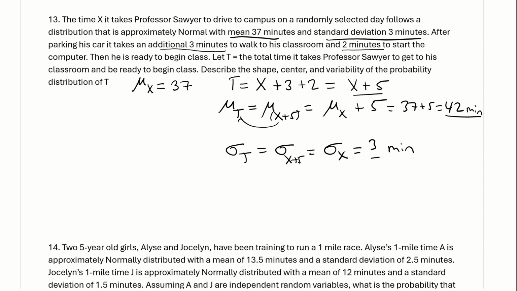Okay, so we got 42 minutes, 3 minutes. It doesn't do anything to that. And the shape is going to be the same here. It says it's approximately normal, so then the shape is going to be approximately normal as well. Because remember, these kinds of transformations do not change the shape of the distribution. So we got those 3 answers.